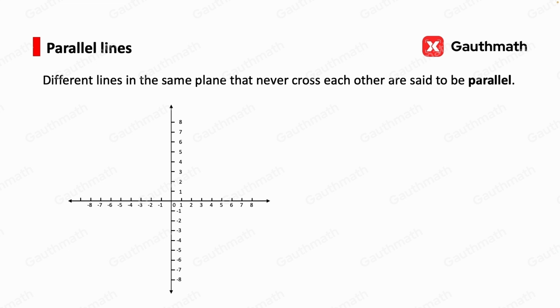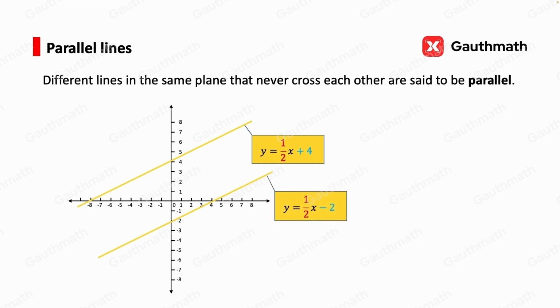So we have the XY plane, and we have two lines. Two non-vertical lines are parallel if they have the same slope but distinct y-intercepts. The equation of the top line is y equals 1/2 x plus 4. The equation of the bottom line is y equals 1/2 x minus 2. We can see they have the same slope, 1/2, the number in front of the variable x, but they have different y-intercepts. One is 4 and one is -2.